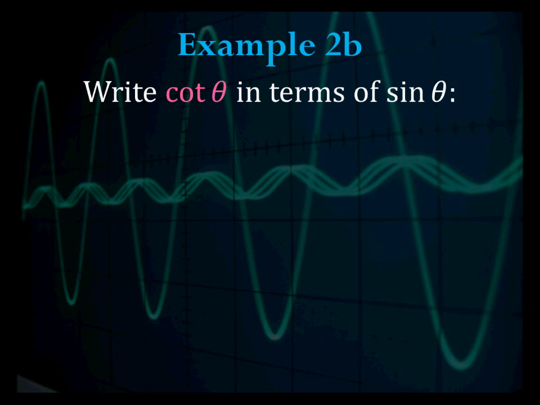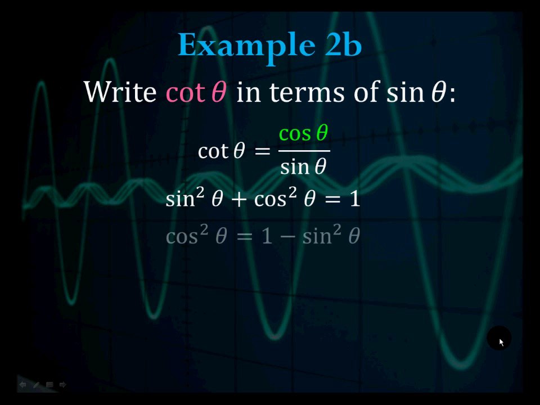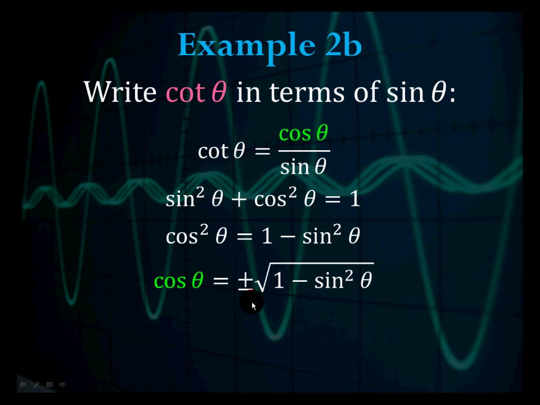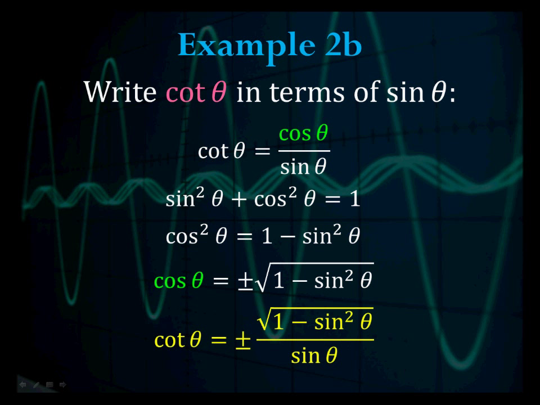Now you can try 2b, write cotangent theta in terms of sine theta, and do the same thing that we went over in 2a. Alright, so there's your expression for cotangent, cosine over sine. We already figured out what cosine was on the previous slide, but for your amusement, here it is again. So cosine theta is plus or minus the square root of 1 minus sine squared theta, and we just take this expression here and stick it up here. And there's our answer. Cotangent theta equals plus or minus the square root of 1 minus sine squared theta over sine theta. You can't really simplify that any further.